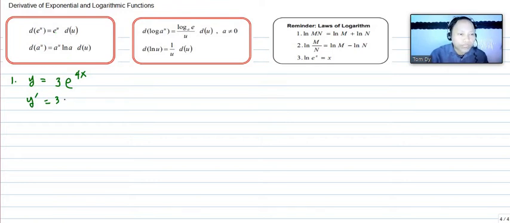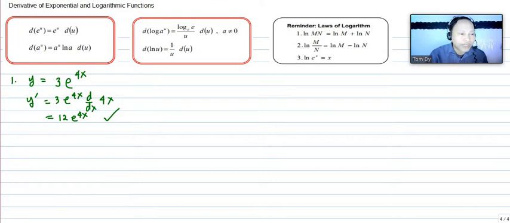So we will write first our e to the u, that is e to the 4x, times the derivative of our u, which is 4x. The derivative of 4x equals 4, times 3, that is 12. And then this one, we will just copy here, e raised to 4x. In other words, if we take the derivative of 4x, that is equivalent to 4, and that 4 will be multiplied to 3, which becomes 12. So this will be our final answer.